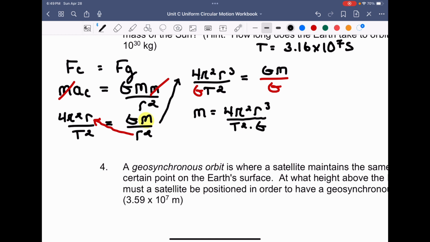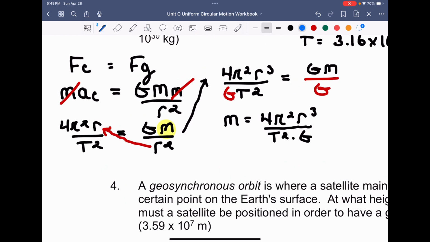One thing I'm going to note just before I start plugging in the numbers: if this helps you, sometimes what I do, and this is what I used to do in math, is label the variables. So if this is the mass of the Earth, just put ME. And if you know the small mass is the mass of the Earth, just put ME there.